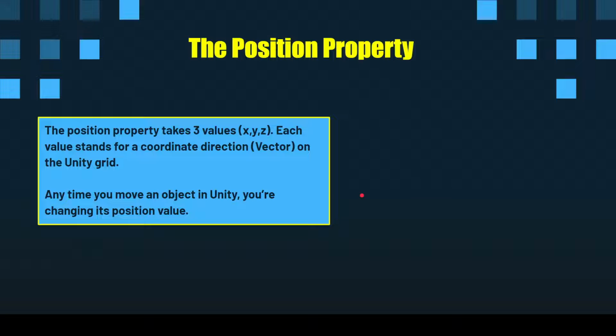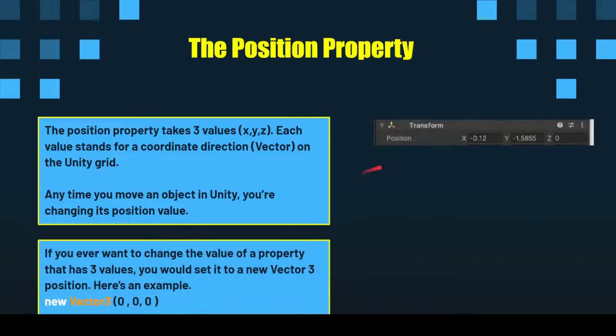As you guys know, we talked about the position property. Position property takes about 3 different values, right? Your X, your Y, and your Z. Each value stands for a coordinate direction or vector on the Unity grid. Anytime you move an object, you're changing its position. So like right here, if I want to access the position property, I would just set the position to be a new vector 3, and then set it to be 0, 0, 0. That's how that would work out.